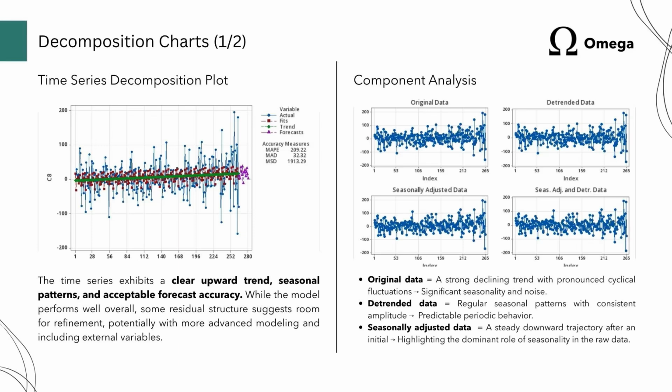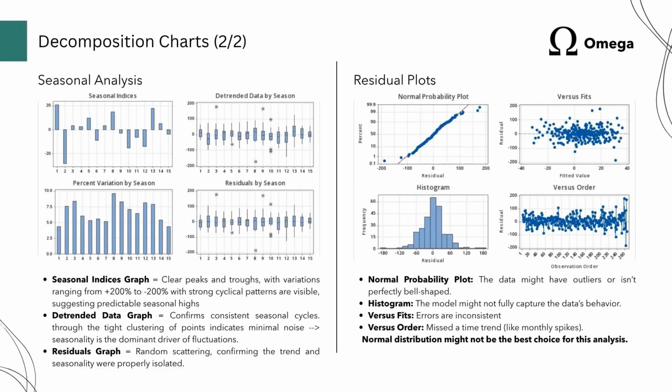So in the original data, we can see a strong declining trend with pronounced cyclical fluctuations, which means there is significant seasonality and noise. And in the detrended data, there are regular seasonal patterns with consistent amplitude, which means that it has predictable periodic behavior. And lastly, it has a steady downward trajectory after an initial high, which highlights the dominant role of seasonality in the raw data. For the next slide, there is the seasonal analysis.